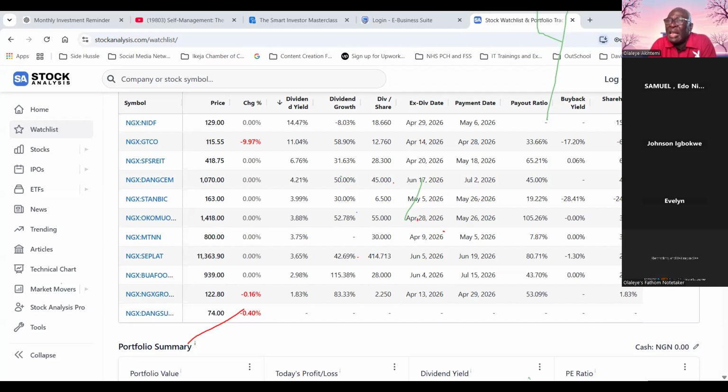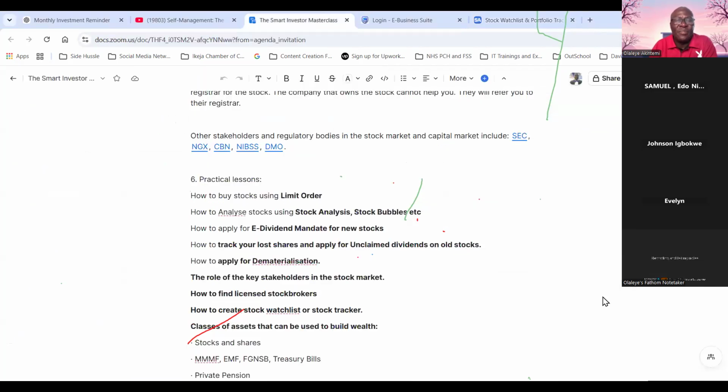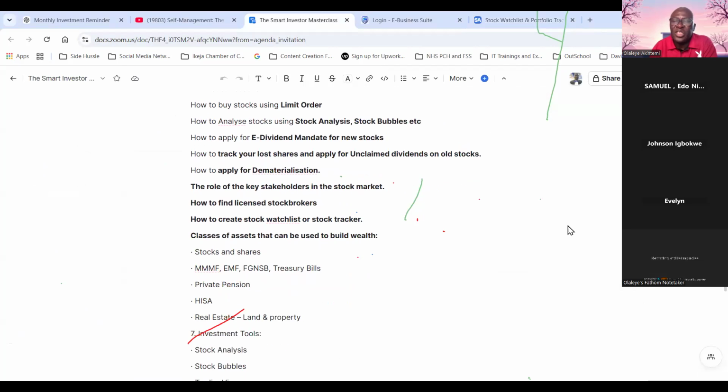Everything is done online. You don't call your stockbroker. You don't call your registrar. Everything should be done automatically online. So the purpose of e-dividend mandate is for the registrar to be able to pay your dividend directly into your bank account. And for that to happen, there are two ways you can do it.